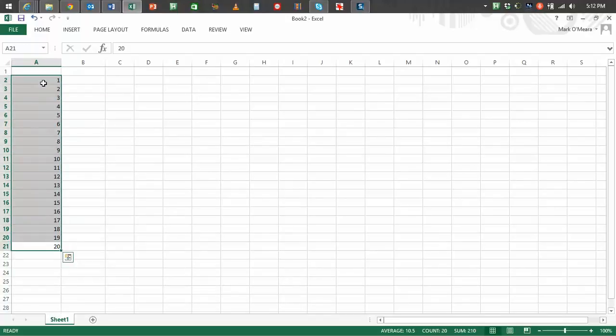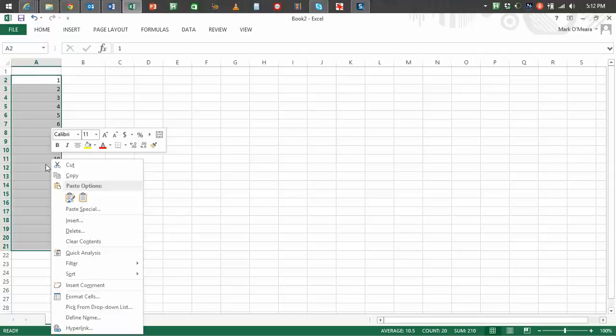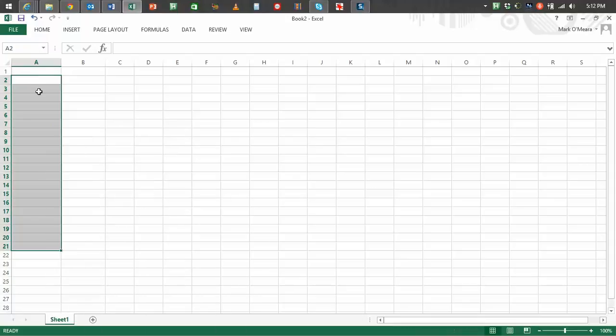So the first thing I did is I put the numbers 1 to 20 down the side. Now I'll actually show you very quickly how I did that, because this is a good trick to know. You just fill in the first two that you want to complete, select them both, and then drag it down. So there you go, I've got 20 things.